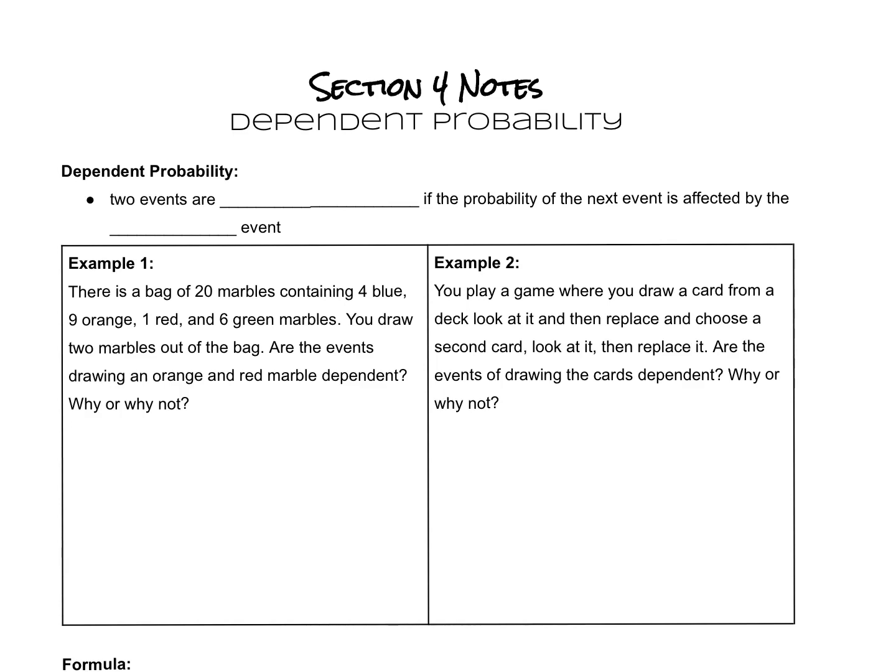In section 4, we're going to focus on dependent probability. So we did discuss dependent probability a little bit when we were talking about independent, but we're going to focus on it completely here. So two events are dependent if the probability of the next event is affected by the previous event.